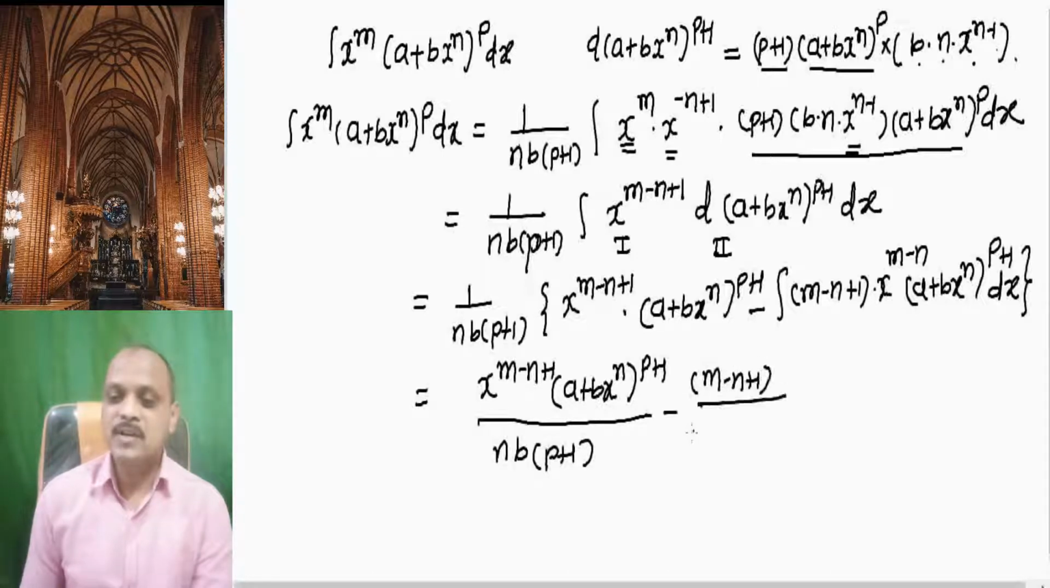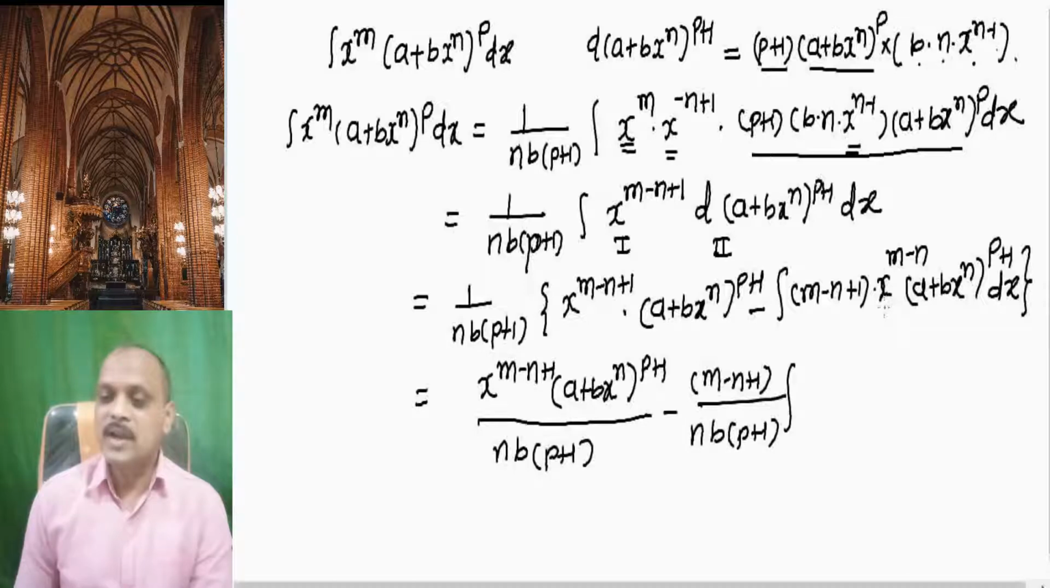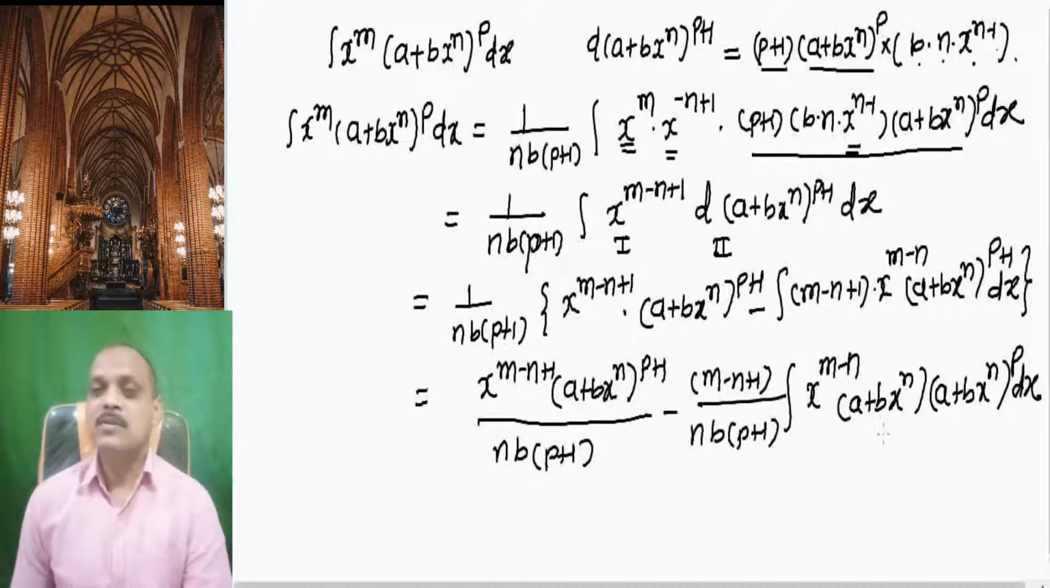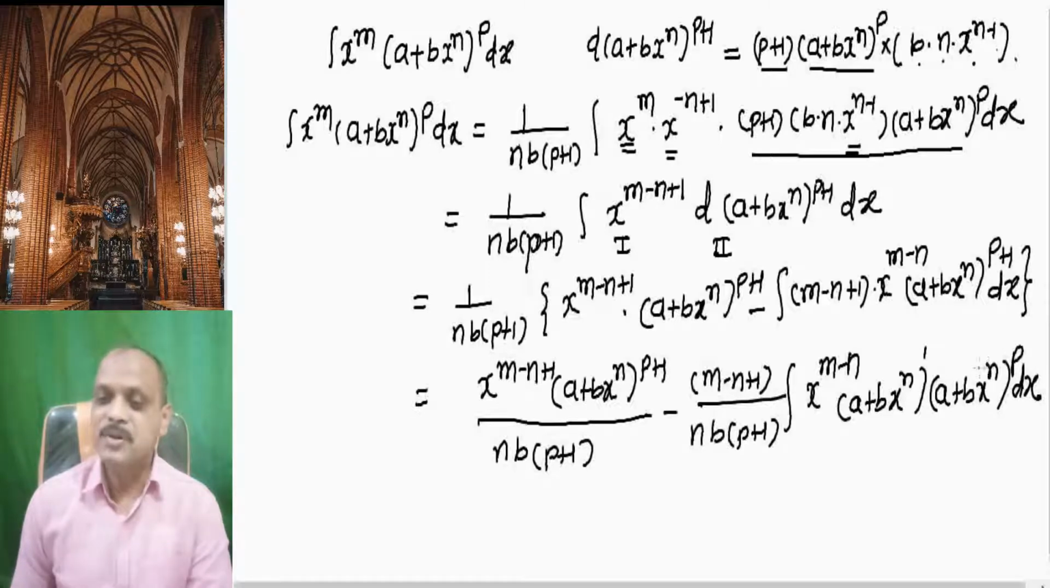Minus (m minus n plus 1) divided by n into b into (p plus 1) into the integration of, now look here, we have x raised to m minus n, so x raised to m minus n into, for this power p plus 1 we write (a plus b x raised to n) into (a plus b x raised to n) whole raised to p into dx. So we have split this power into two parts. This is 1 and this is p. So this will give us p plus 1 again.